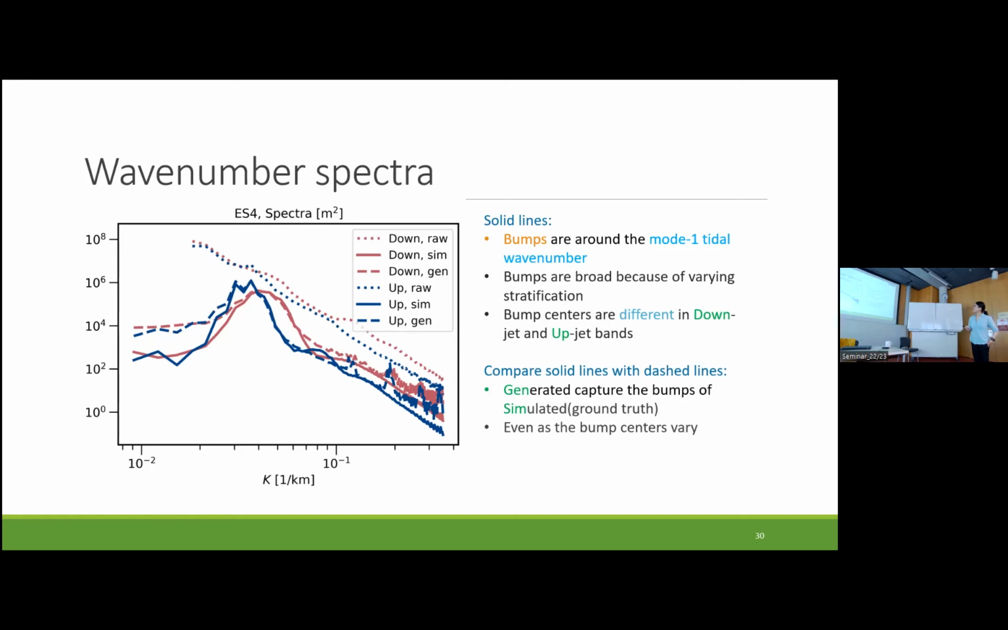We think that the neural network is still doing pretty well here, because the location of these bumps, which correspond to the tidal wave numbers, changes between different latitudinal bands, as we can see in the solid lines. And the wave number spectra generated by the algorithm still capture the change of these tidal wave number bumps. So in summary, the algorithm is able to capture different spatial scales across the domain, even though the variation of the spatial scale is not by a huge factor. It's still able to capture them.